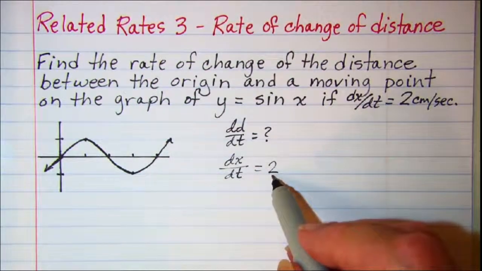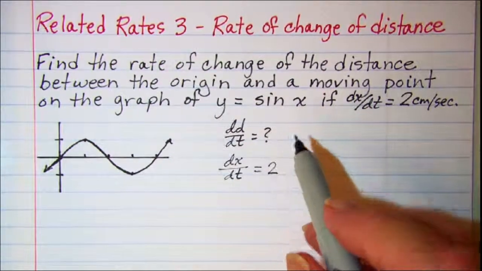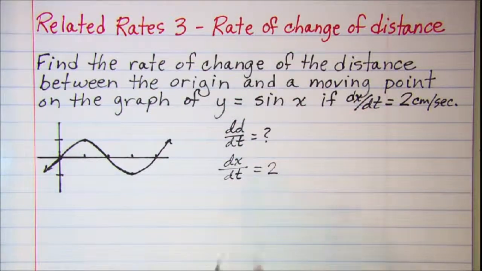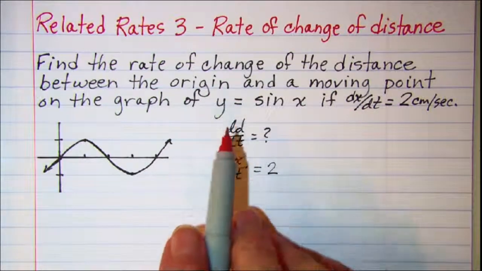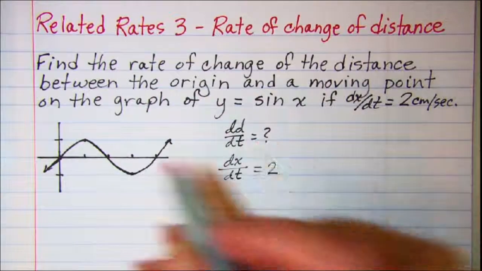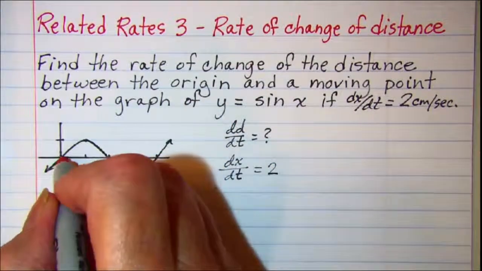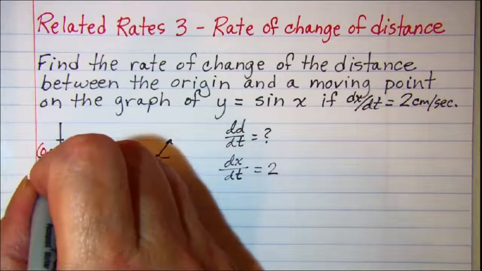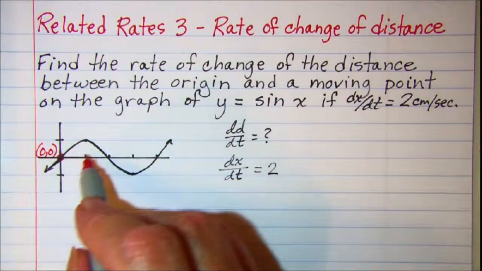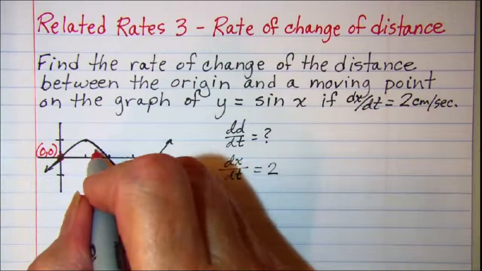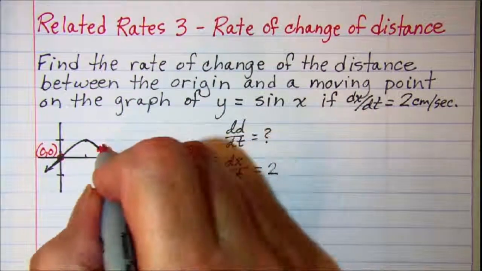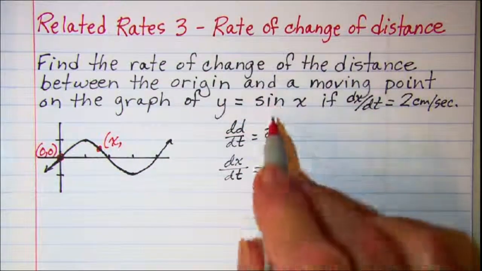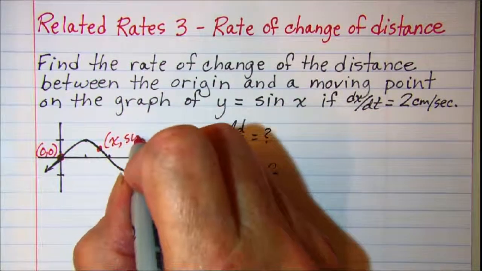But I can't put that number in until I've differentiated my function. So I need to find my function. Since we're looking for the rate of change of distance, I'm going to need the distance from the origin here, and this point has coordinates 0, 0, to some other point along this curve. Let's just put it right here, and it'll have coordinates x, and then sine x is the y coordinate.